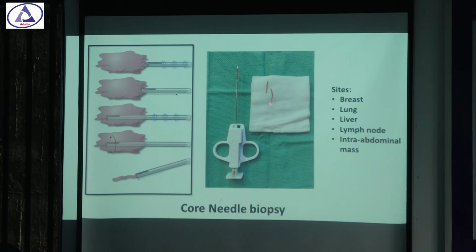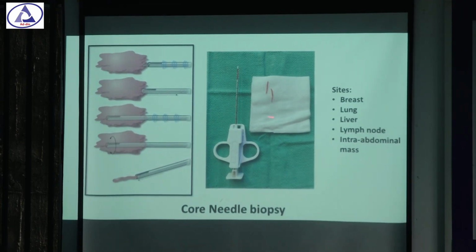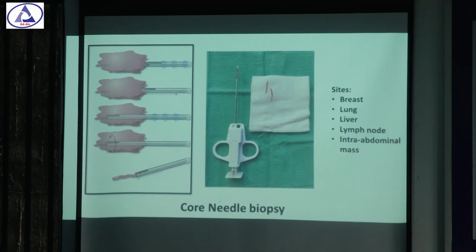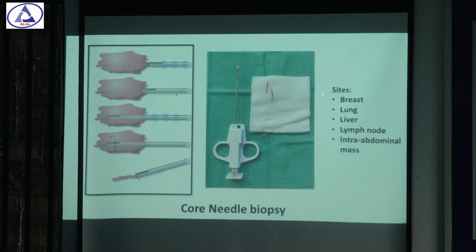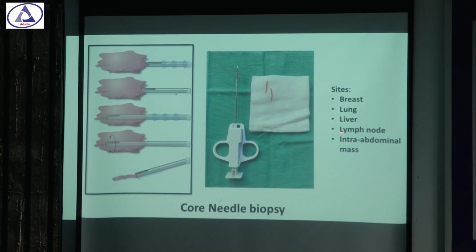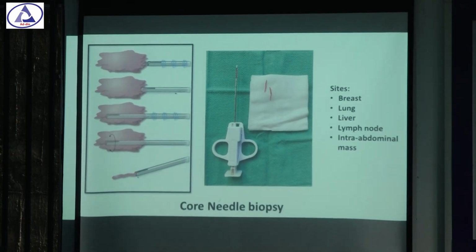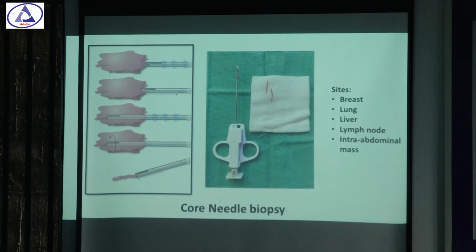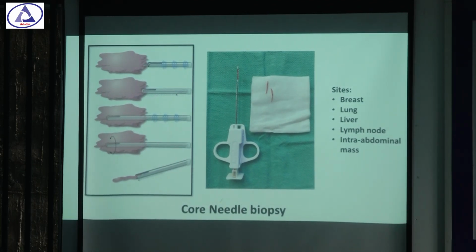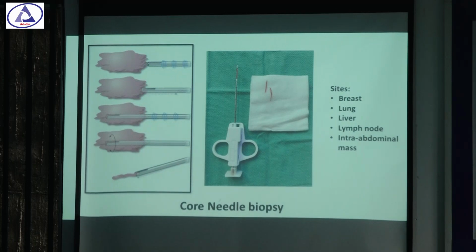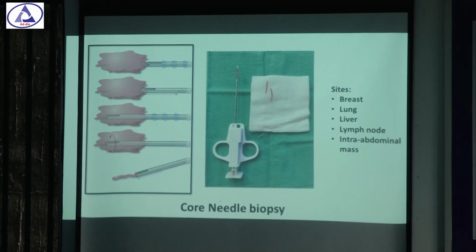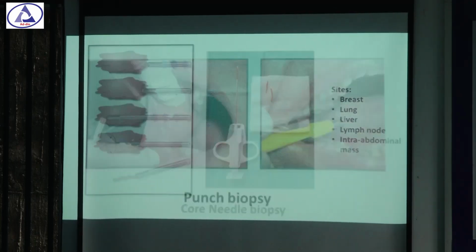So as you can see here, in core needle biopsy, linear fragments of tissue are taken out, and a substantial number of cores, 5 to 6, is needed for adequate histopathology study. The sites from where we can take core biopsy include breast, lung, liver, lymph node, and any intra-abdominal mass. But for core needle biopsy, we have to be cautious that the patient doesn't have any bleeding disorder or any other morbidity that may cause complications.